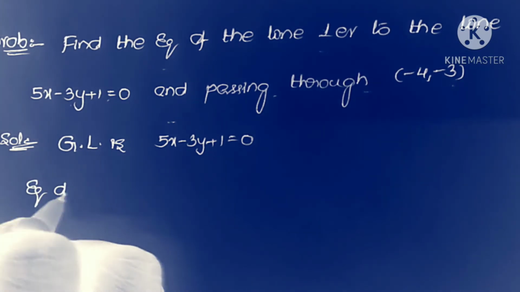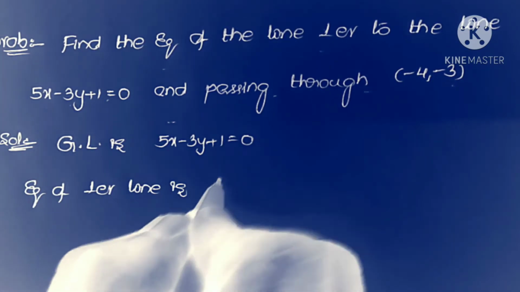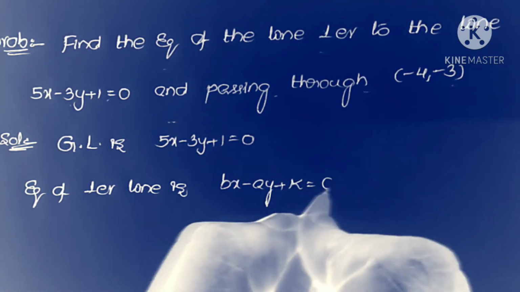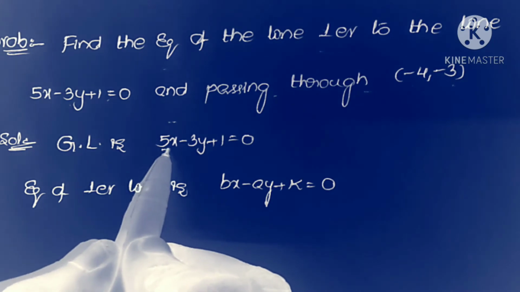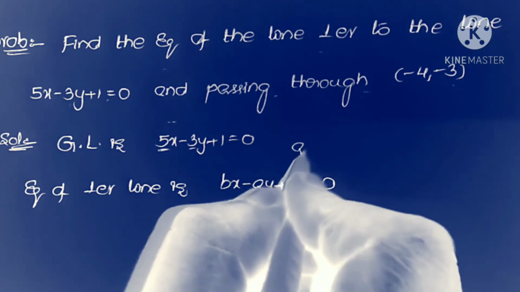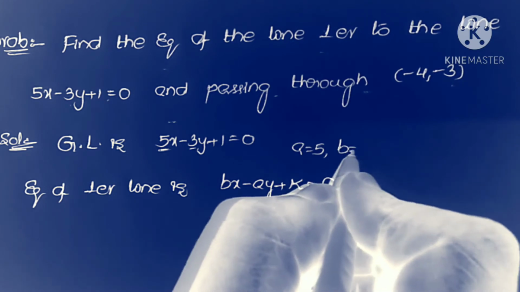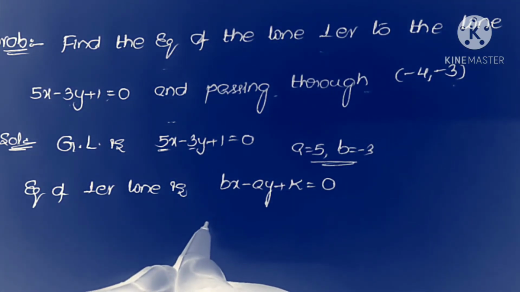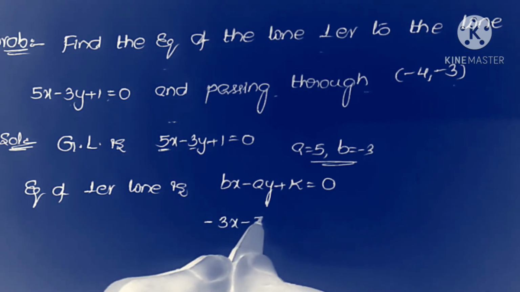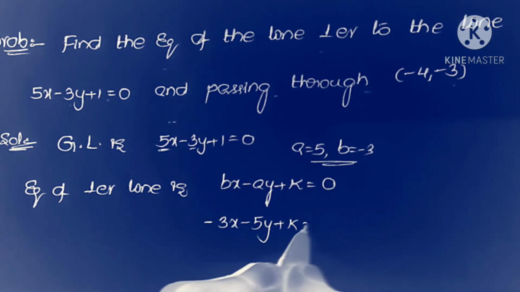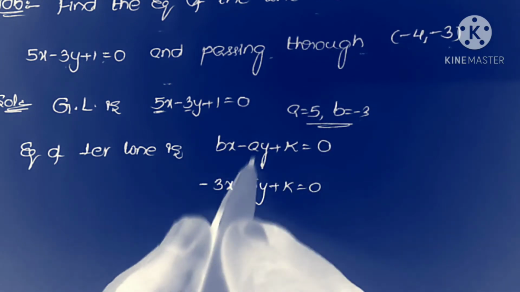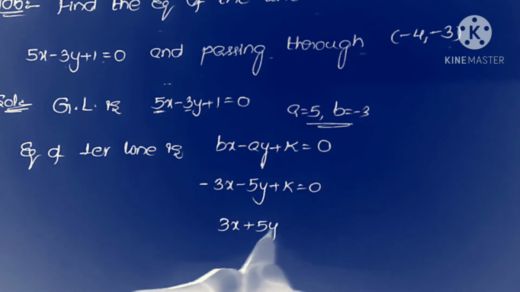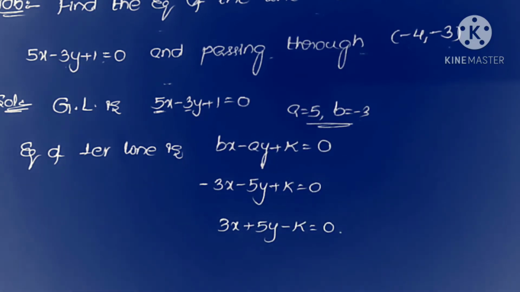Now the equation of the perpendicular line: first I write the formula. The equation of the perpendicular line is bx - ay + k = 0. What are the a and b values here? a = 5 and b = -3. Now replacing these two values here, that is -3x - 5y + k = 0. With b = -3 and a = 5, cancelling the minus sign, we get 3x + 5y - k = 0.